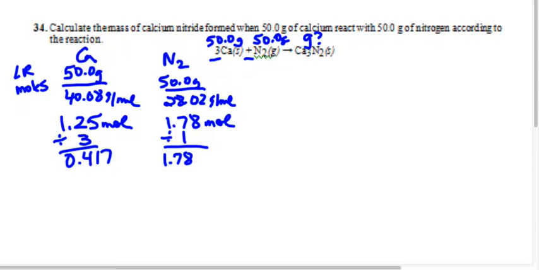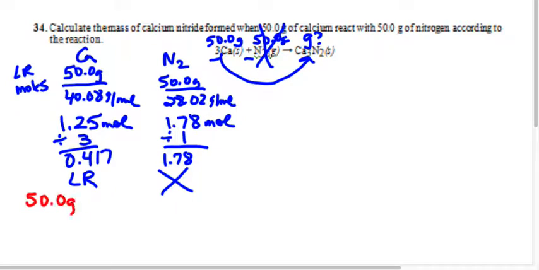So now we can see which one's smaller. Which one's going to run out first? Calcium is my limiting reagent. This one's in excess. All right, so we can do stoichiometry from there forward. And so I'm going to start down here since I have the whole bottom of the screen. 50.0 grams of calcium.